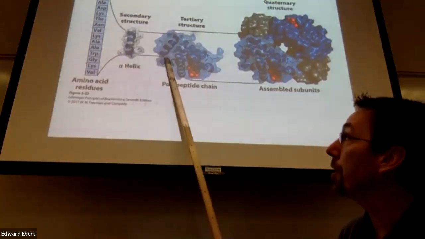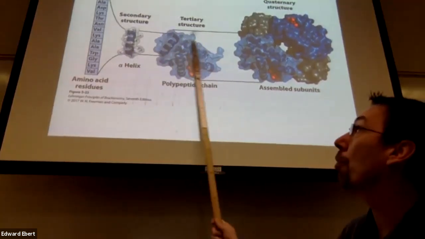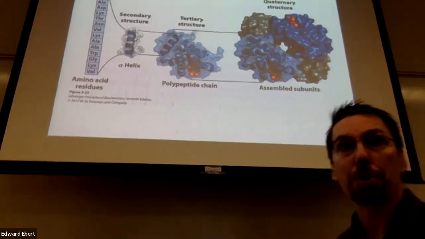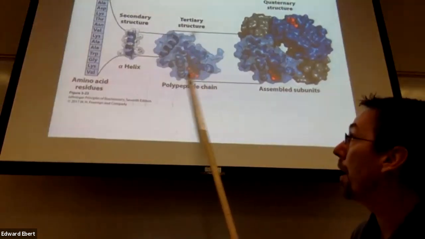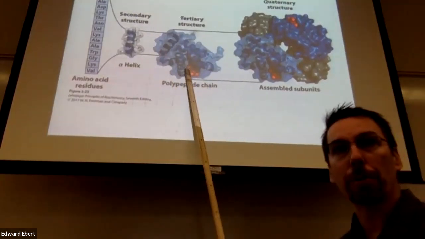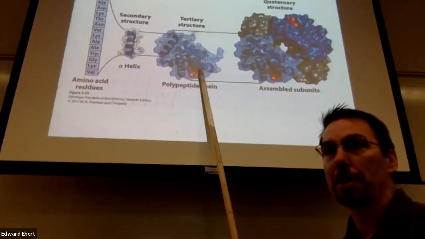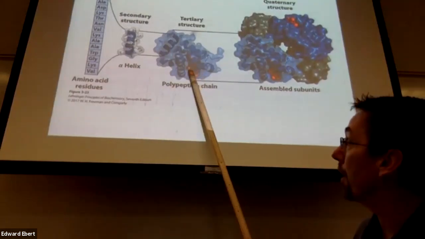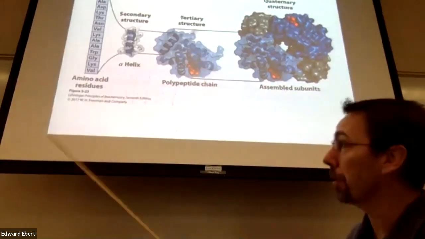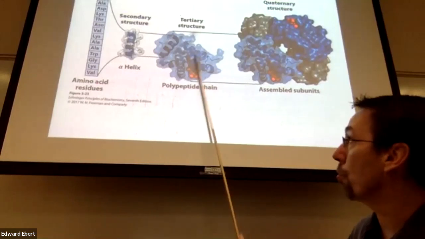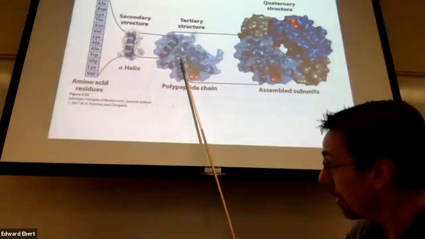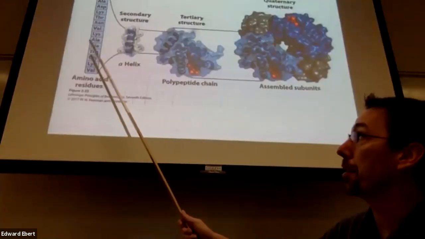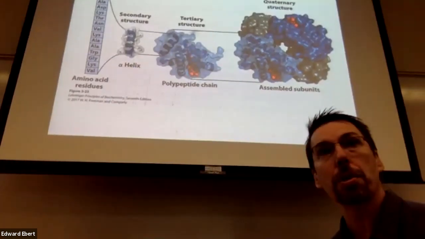When we have one single chain, its overall three-dimensional structure is our tertiary structure. So this is one peptide and just kind of folds around this way. So in this case, this might be myoglobin, which is made up of one peptide strand. Okay? It's got a heme component in there, but it's just one peptide. So every protein has primary, secondary, and tertiary structure.